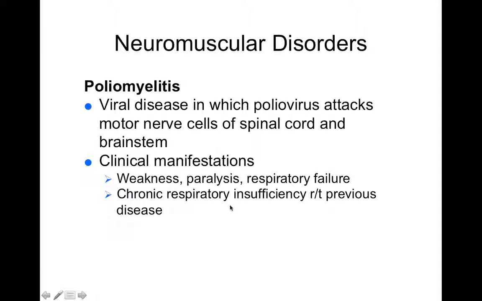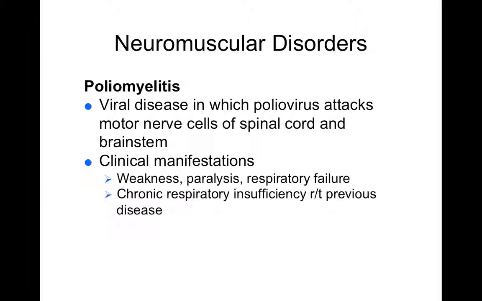And chronic respiratory insufficiency from previous disease. So this is referring to post-polio syndrome. You know, polio was common 50 years ago. There's a vaccine for it now, so you don't see it that often in this country. But for those individuals that had polio prior, they survived, but then years later, because of the neuron damage they had, maybe decades prior, they end up getting weakness later on in life because those motor neurons are now more damaged from the previous infection.